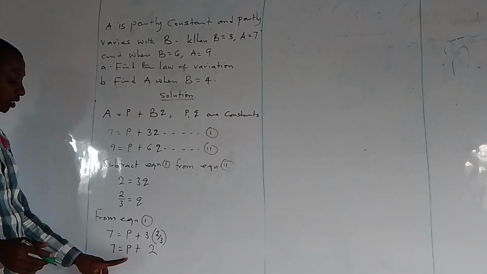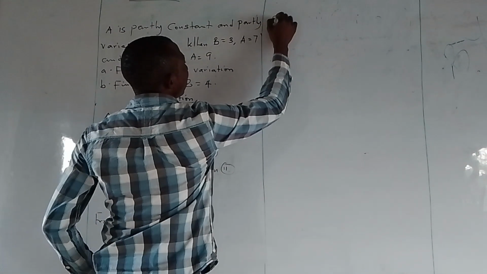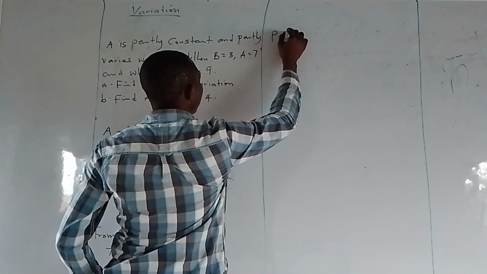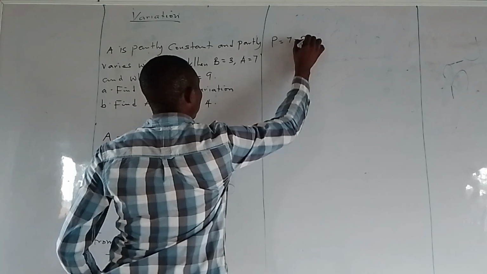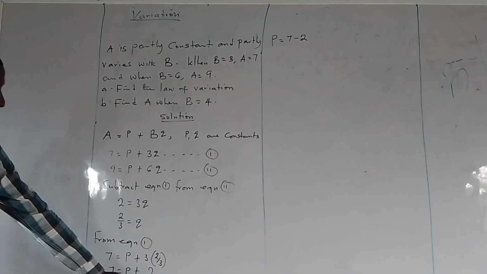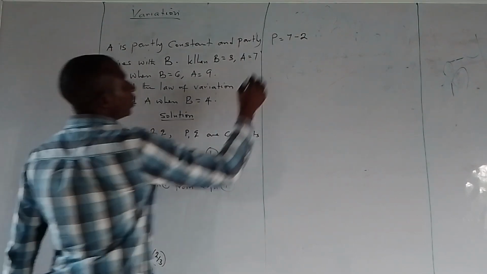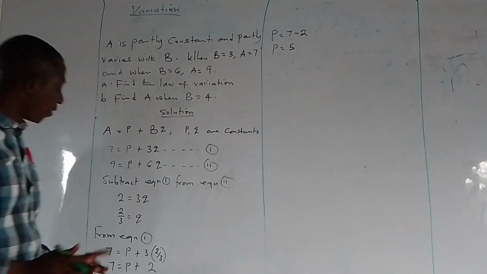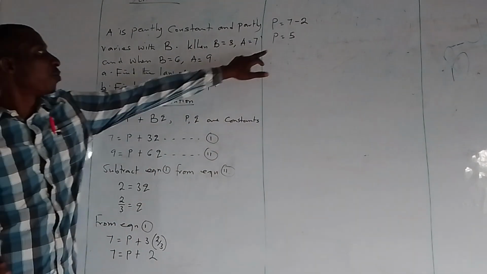So we make P the subject of the formula. So we have P equals 7 minus 2. When you move this one here, the sign changes. So we have P equals 5. So now we have gotten the two constants, Q and P.